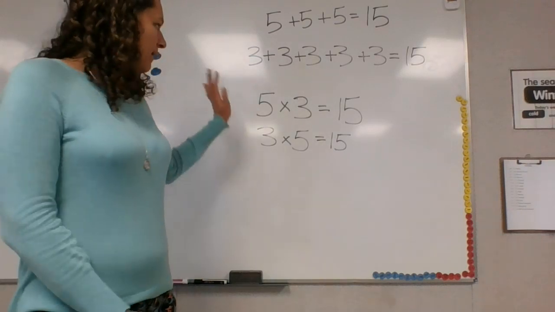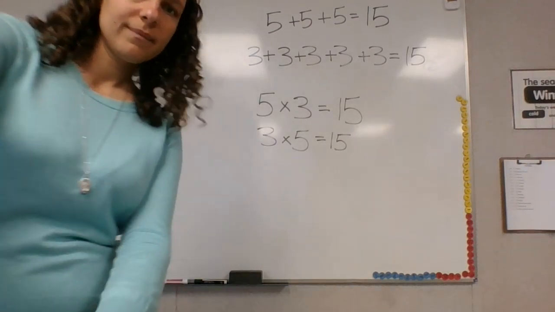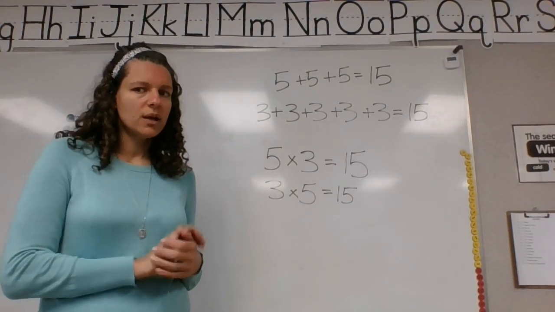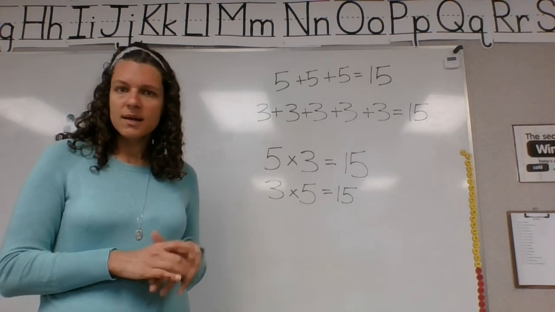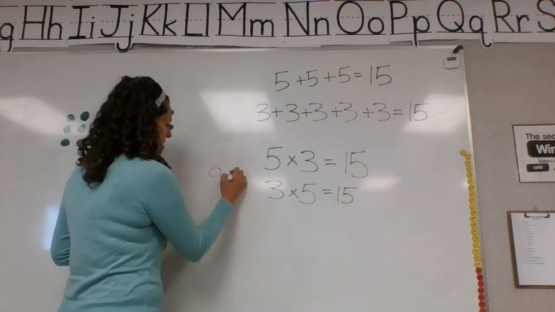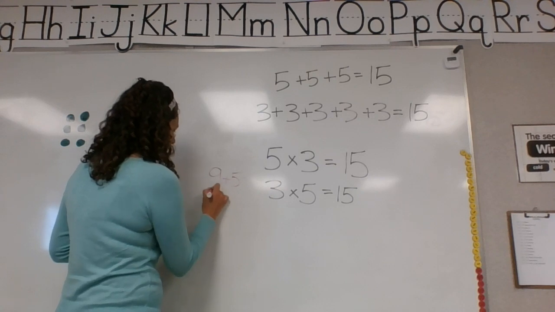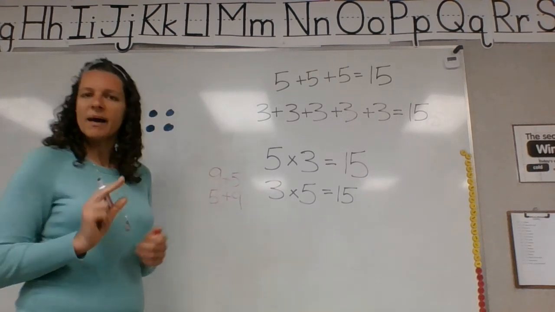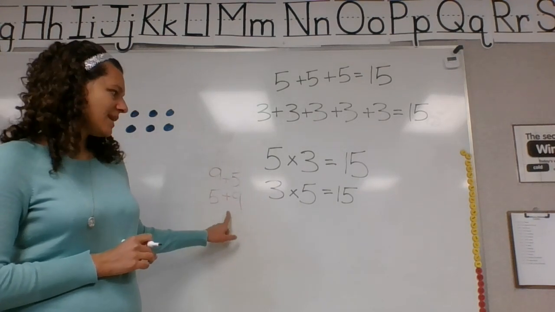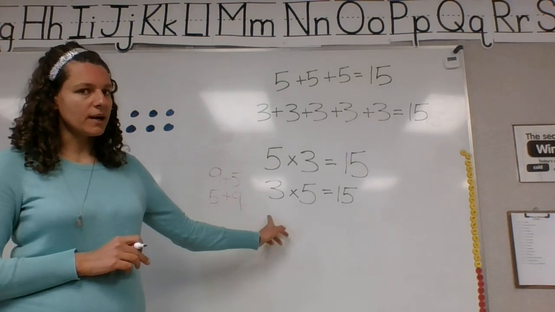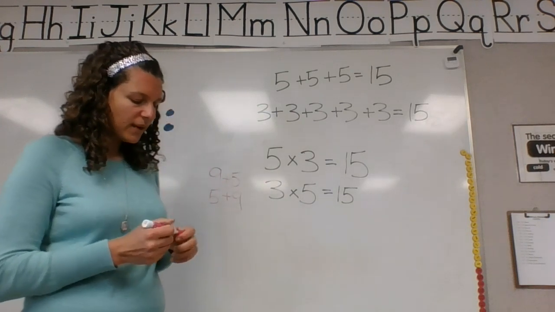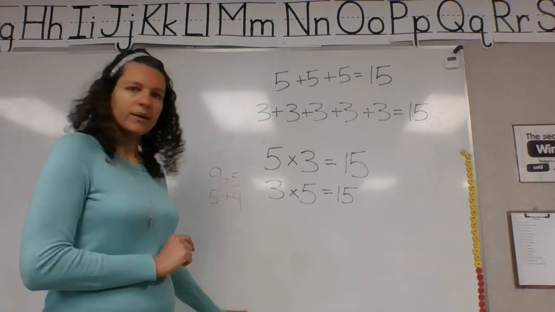So multiplication in this way is like addition, because when we're adding, does it matter which order we add our numbers in? It doesn't matter, right? 9 plus 5 is the same as 5 plus 9, and we can switch the order around. So multiplication is like addition in this way, in that it does not matter which number comes first and which number comes second. The answer is going to be the same.